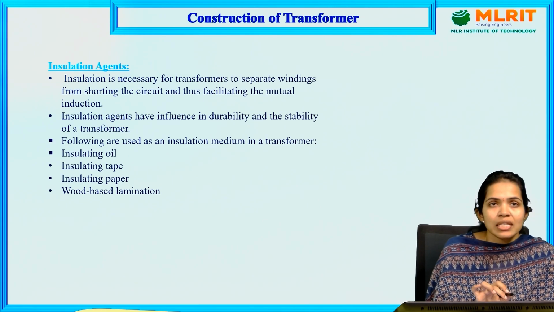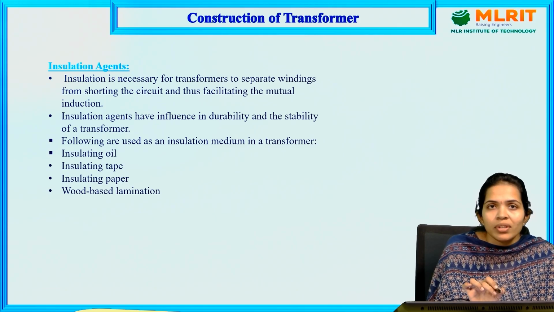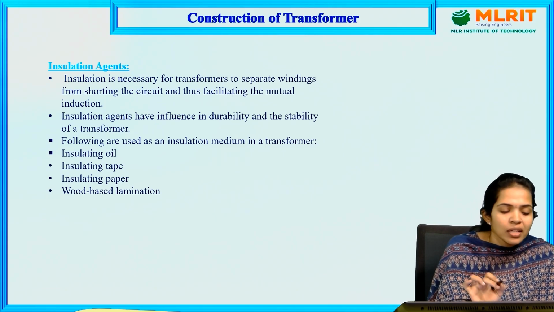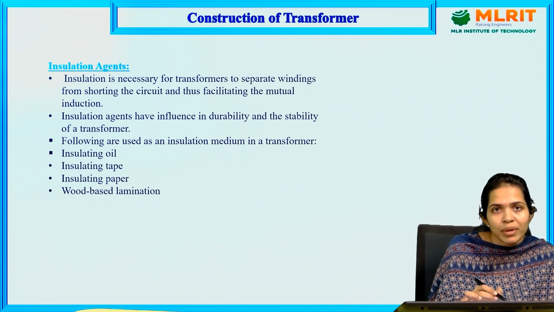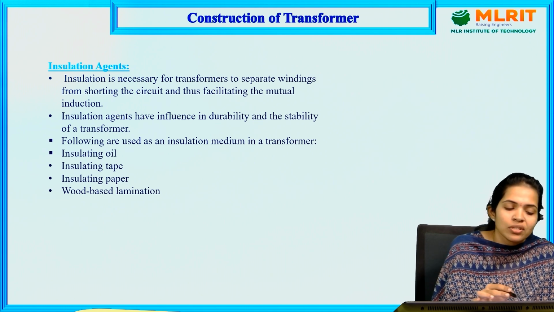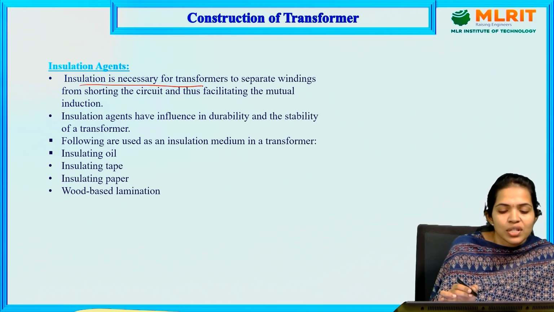Next, coming to the insulation agents. As we have seen, we need insulation between the core material and the windings in the main tank, and we also need insulation agents in between the laminations of the magnetic core. So all these agents come under the insulation agents. So insulation is necessary for the transformer.